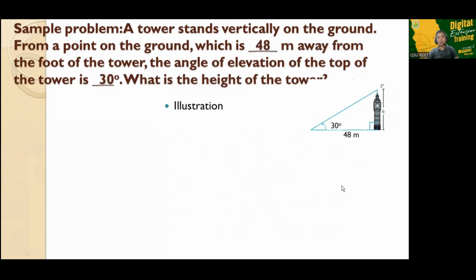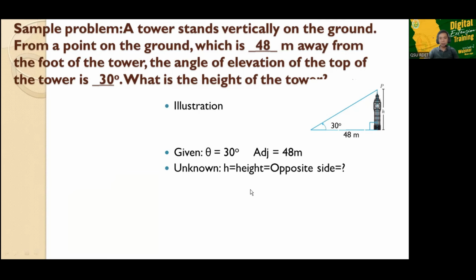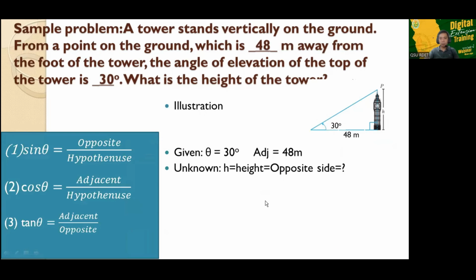Now, supposedly we have these numbers. It's 48 meters and the elevation is 30 degrees. Again, we have the illustration. The given angle is 30 degrees. The adjacent side is 48 meters. And we are to take a look at the height, or the opposite side of the triangle. Which equation to be used? I'm sorry, it's opposite over adjacent.